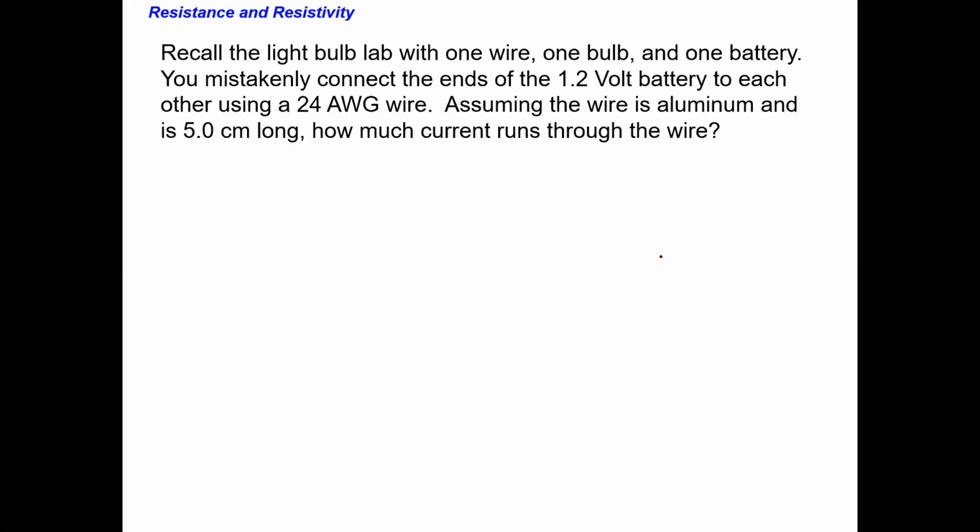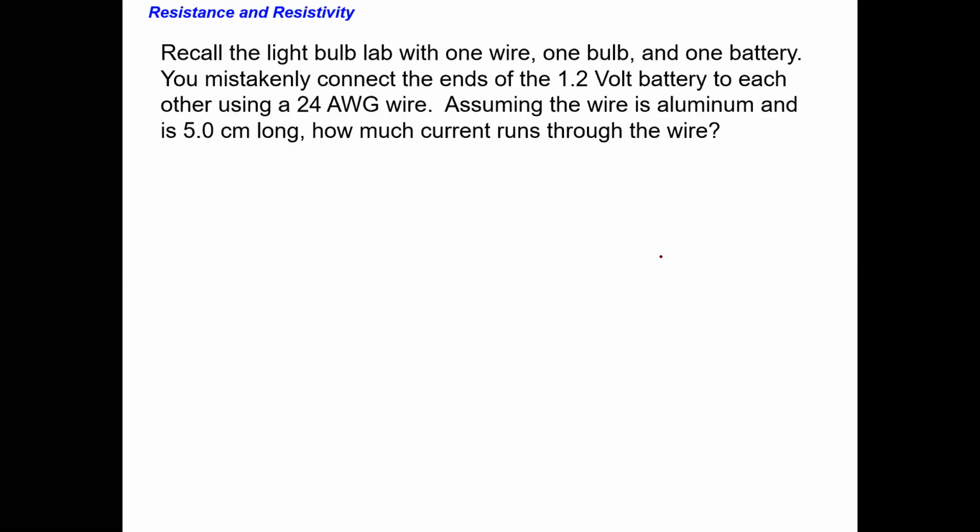So it says here that we've mistakenly connected the ends of our 1.2 volt battery to each other using a 24 AWG wire. AWG stands for American Wire Gauge. You don't need to know that, but you might see that at some point in the future. Not in this class, but maybe if you're having to worry about an electrician with your home or something like that. So it says specifically that this wire is aluminum and the wire is 5 centimeters long. We're asked how much current runs through the wire.